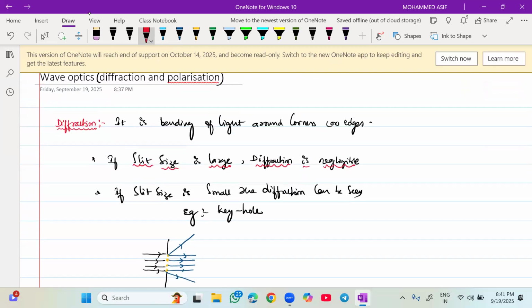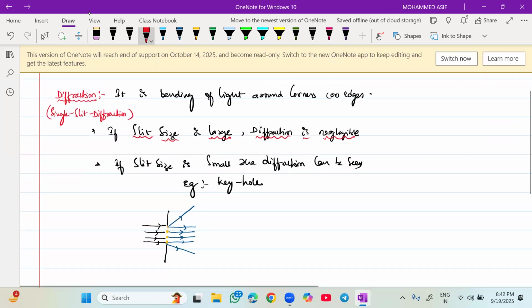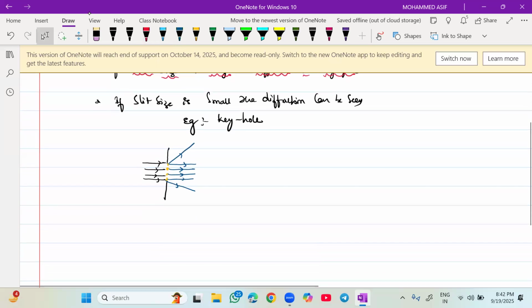Diffraction has one more name, can anyone tell me? It is also called single slit diffraction. The previous one was the double slit experiment, and this one is called single slit diffraction.